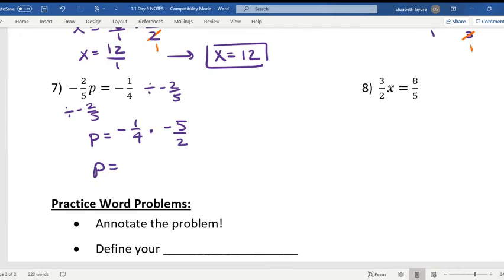First of all, let's see. Hannah, what's a negative times a negative? You can respond in the chat if you want. A positive, good, yes. A negative times a negative is a positive. And then we're going to multiply. So 1 times 5 is 5. 4 times 2 is 8. And it's going to be positive. Good.